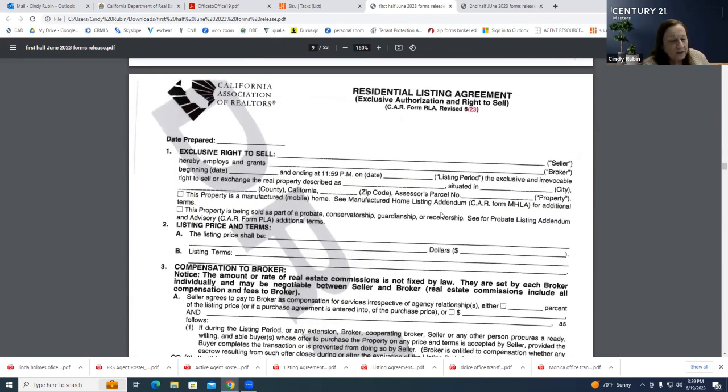Now we are done with the new documents. Now we are getting into the change documents. And if you have my pile, you might have the RPA here, but it's really the residential listing agreement that I was supposed to put in. I noticed the RPA wasn't revised at all.